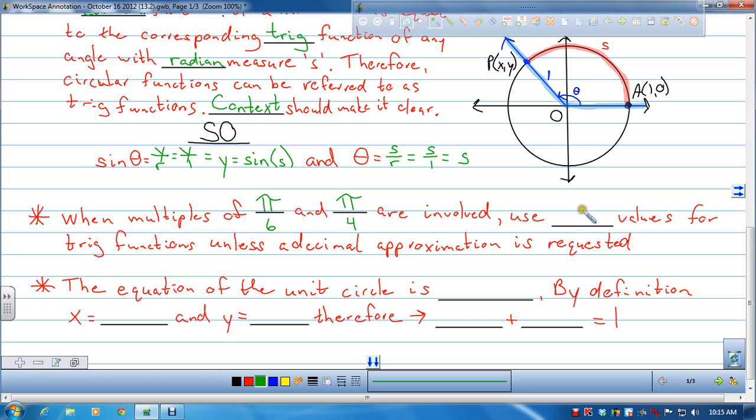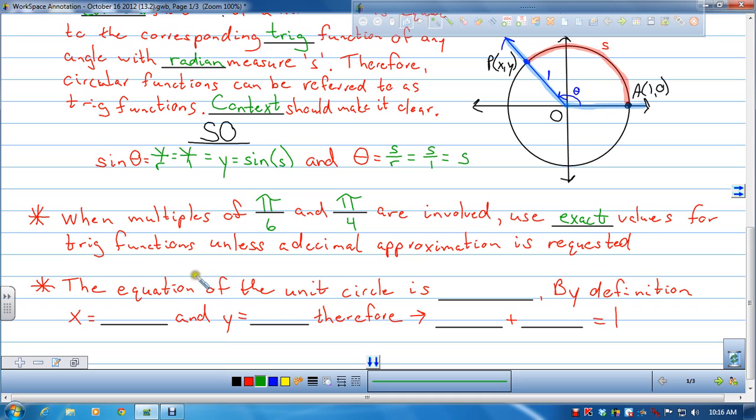When they are multiples of these, we are going to typically use exact values for the trig functions unless a decimal approximation is requested. Okay, so just remember that if you are able to, and we'll go through an example a little later, we're going to use exact values there.